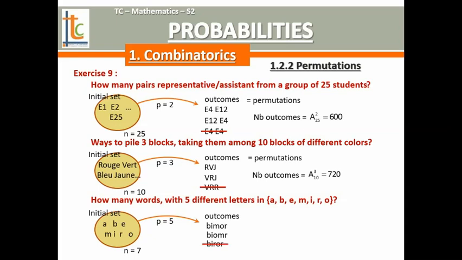So you're not in p-lists. You mustn't calculate 7 power of 5, but you must calculate 7 permutation 5. The result will be 2520. The former result with p-lists was 16,807, so it's far bigger. If you forbid repetition, you have a smaller number of outcomes compared to the former one.